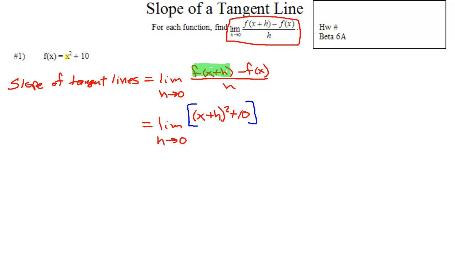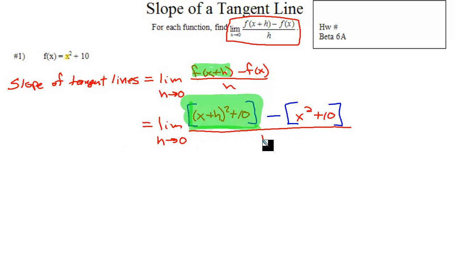What you see here in the blue brackets is the same thing that you see above in green. Things in green are the same. Subtract from that the original function. The original function is just x squared plus 10. And this is all divided by h.